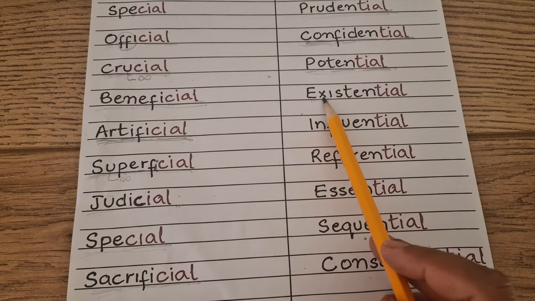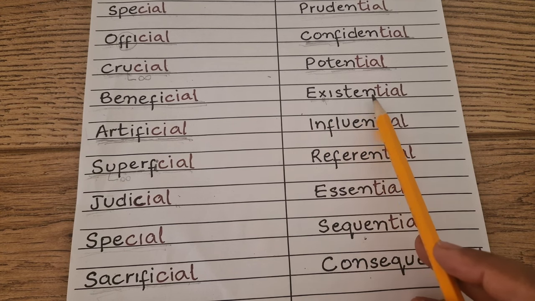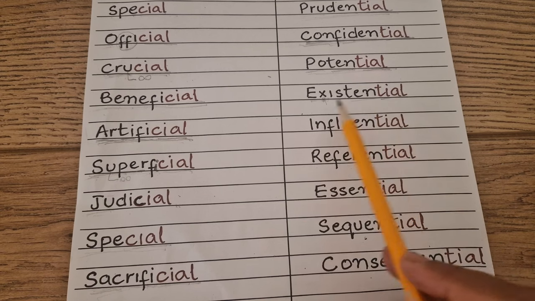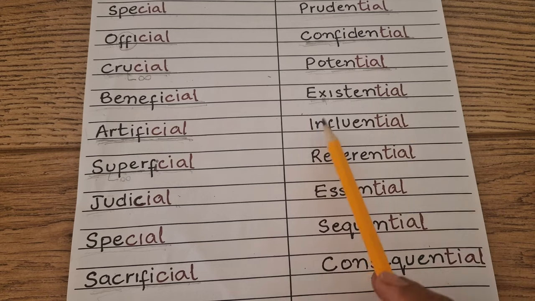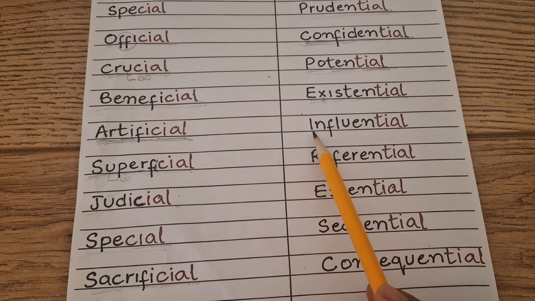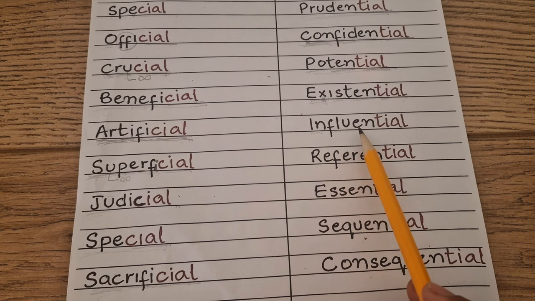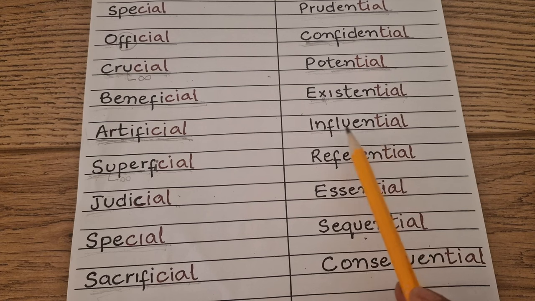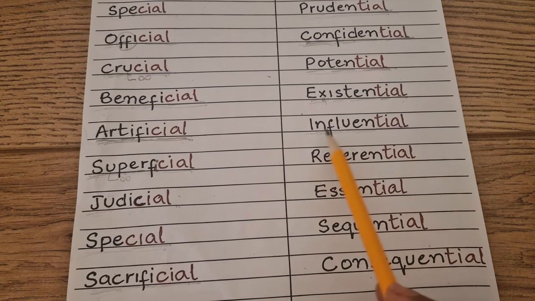Existential. In this word, I will use the G sound for the letter X: eg, is, ten, shall, existential. Influential: in, flu, en, shall, influential.